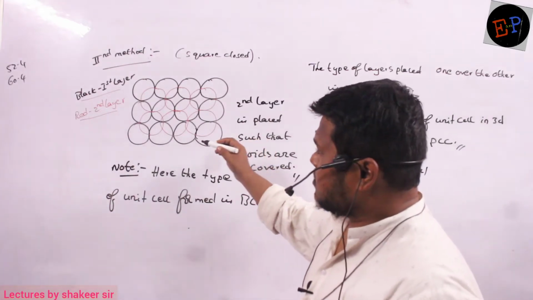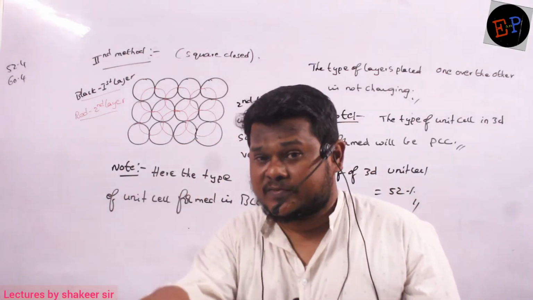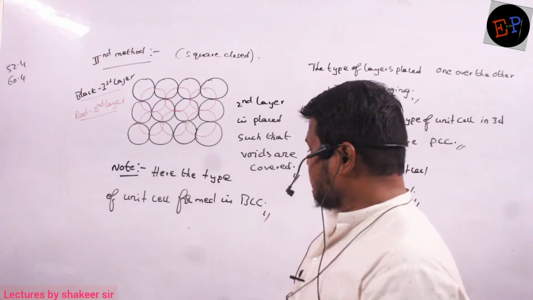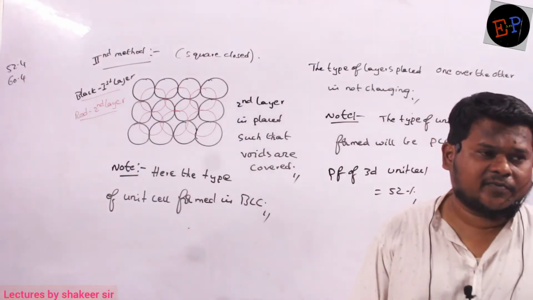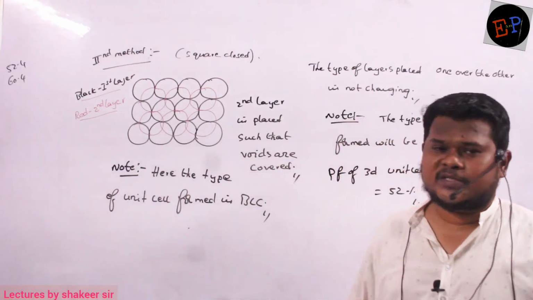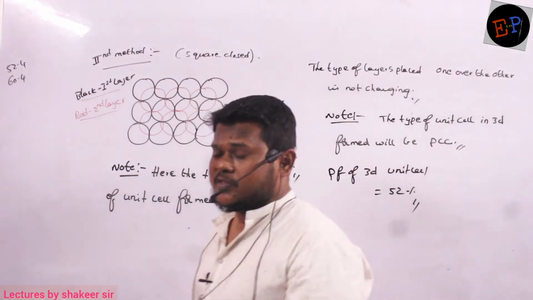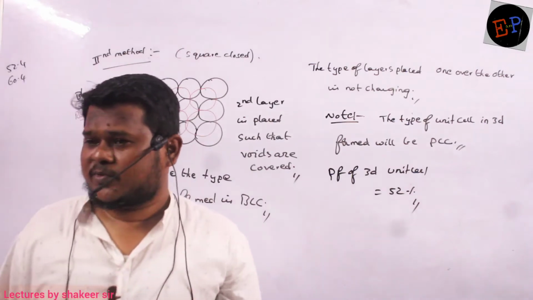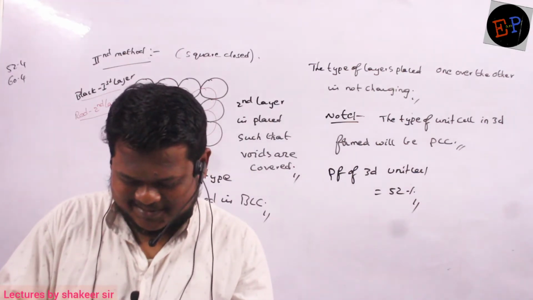So when you are placing the atoms such that it is covering the voids, okay, then what is the type of unit cell formed here? The type of unit cell formed is BCC. Previously it was PCC, primitive unit cell, but here it is a BCC. What is meant by BCC, do you remember? Body centered.